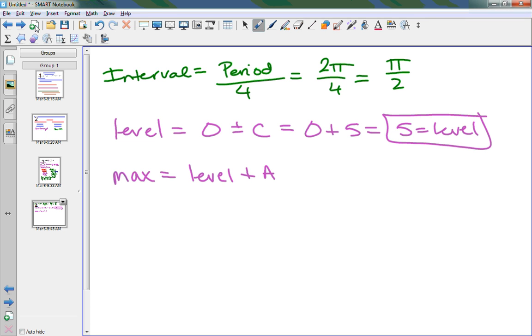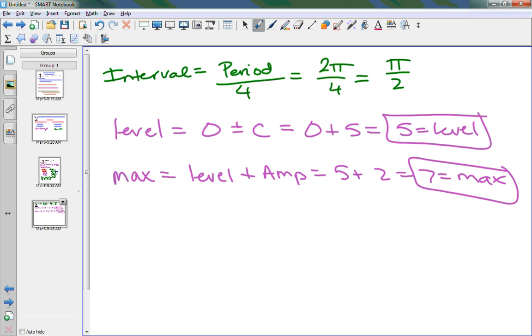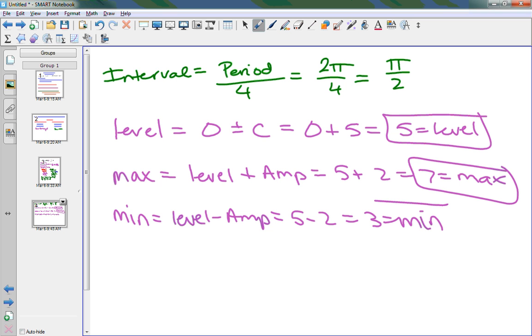So that's going to be 5 plus 2, which equals 7, is my new max. And my minimum is going to be your level minus your amp, which is your 5 minus 2, which is going to be your 3. Do we understand that? Now, my question to you is, am I graphing sine or cosine here?